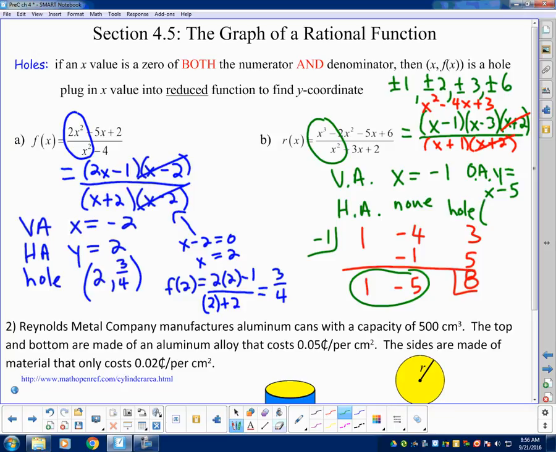What's the x coordinate of the hole? Negative 2, yeah. And then the y coordinate, we can take what's left over up here in factored form. Plug in negative 2. So we have negative 2 minus 1, negative 2 minus 3. Let me demo that here. So you're okay with the oblique? Which one? Doing the long division.